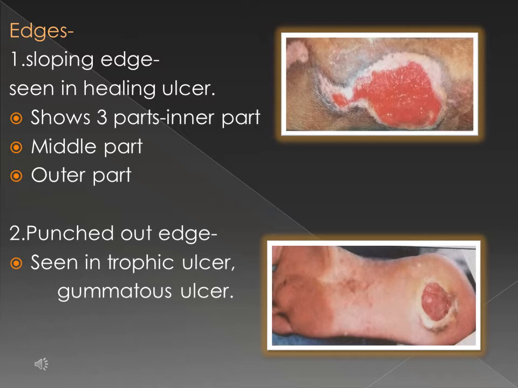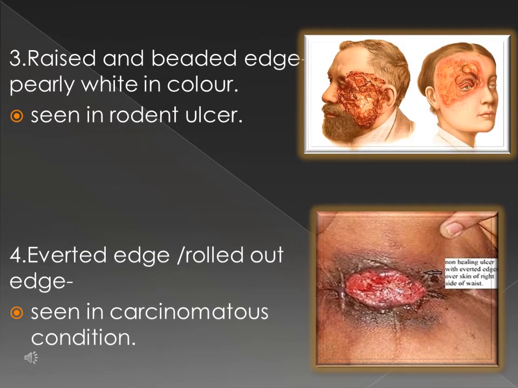It runs perpendicular to skin margin, which is seen in trophic ulcer and gummatous ulcer as shown in the figure. Then the next one is raised and beaded edge, which is pearly white in color. It is seen in rodent ulcer. As you see in the picture, it shows a common site of rodent ulcer. Then the next one is everted edge or rolled out edge. It spills proliferating malignant tissue over normal skin. It is seen in carcinomatous conditions.